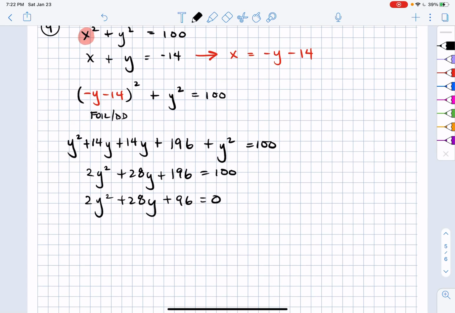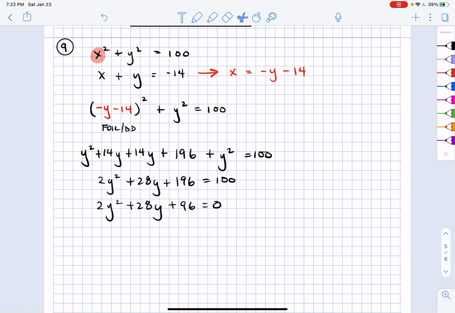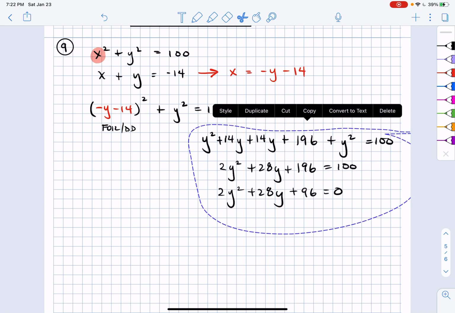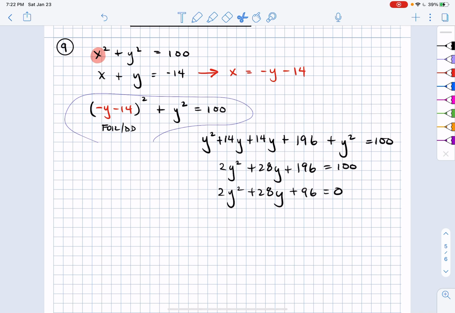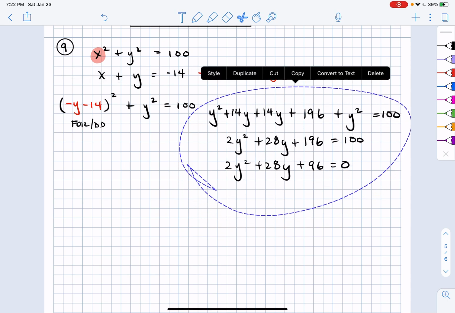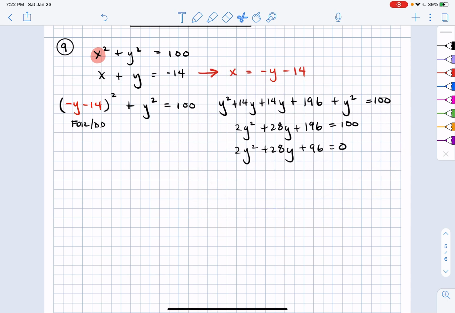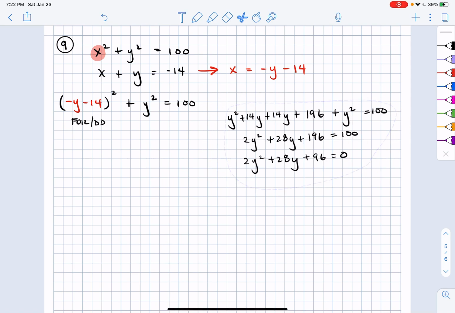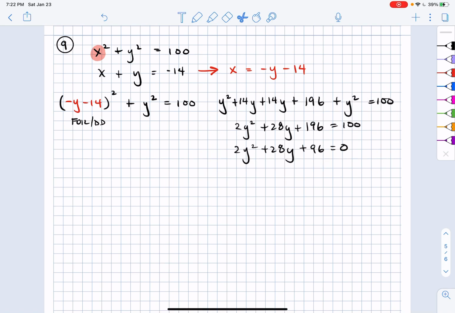I have to factor. So let me bring this over here again. Ooh. Come on. Come on. Don't want to make it too small either, right?